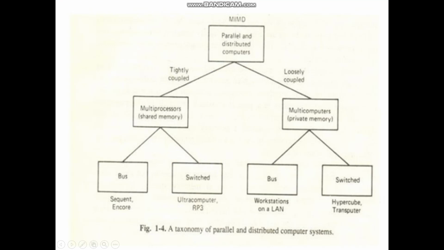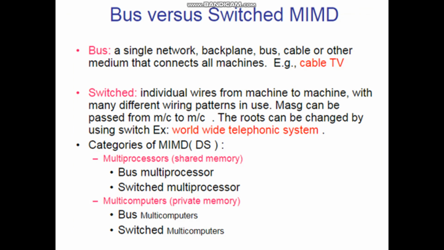This is nothing but MIMD, which is again classified as tightly coupled and loosely coupled. Tightly coupled is nothing but multiprocessors, which is again classified as bus-based multiprocessor and switched multiprocessor. Similarly, the loosely coupled is nothing but multicomputers, which is again classified as bus and switched multicomputers. Now we'll see the definition of bus and switched.